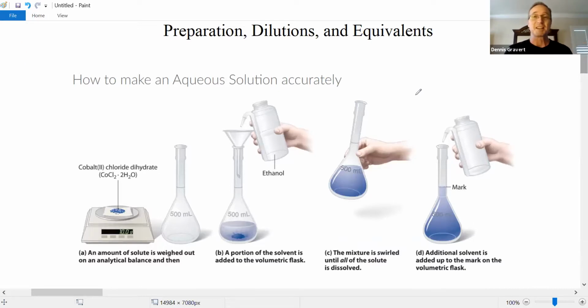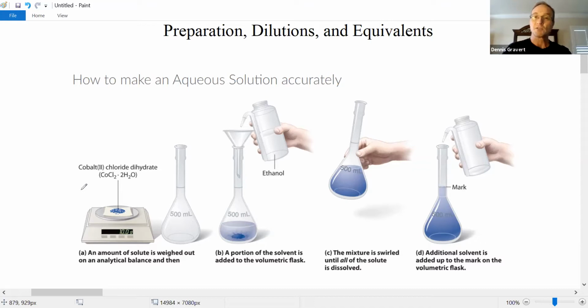I know video is probably not the best idea. We really need just to go in the lab and just do it. But it's a good idea to have an idea of what to do once we get to the lab. So here's some images. Let's say you have to prepare a solution of cobalt. So I want to put some cobalt ions in the solution.